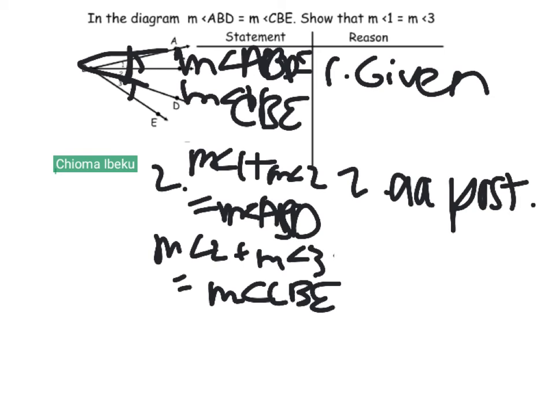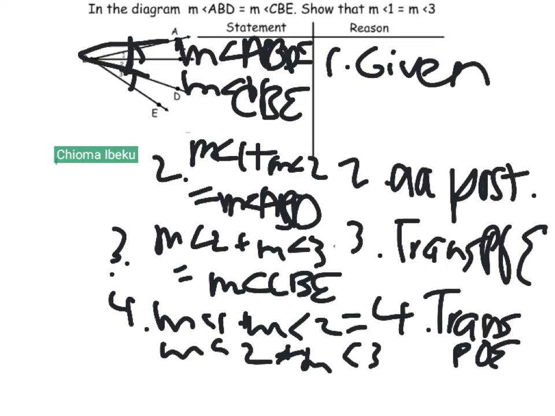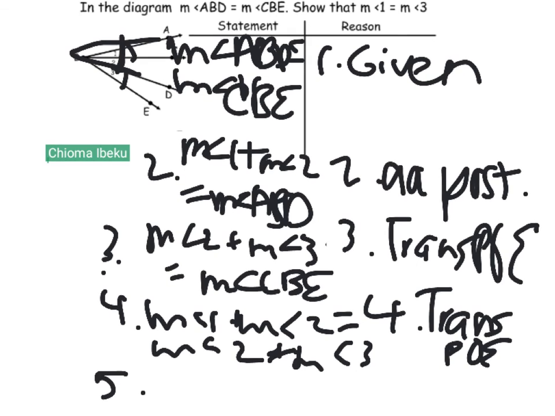Now, since you have already established that the measure of angle ABD is equal to the measure of angle CBE, you can use transitive property of equality to say that the measure of angle 1 plus the measure of angle 2 is equal to the measure of angle 2 plus the measure of angle 3. So it would basically look like this. And now I'll just use the subtraction property of equality to say that the measure of angle 1 is equal to the measure of angle 3.